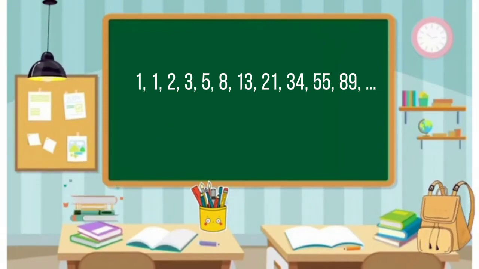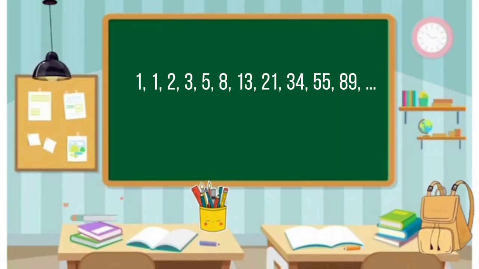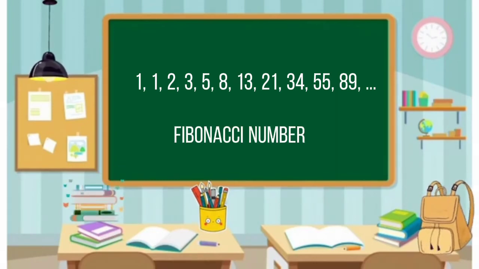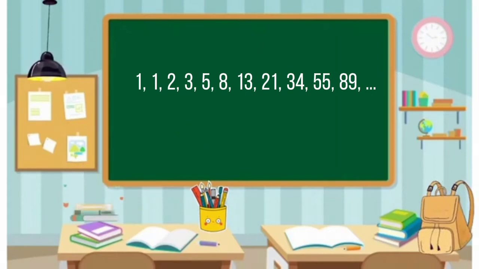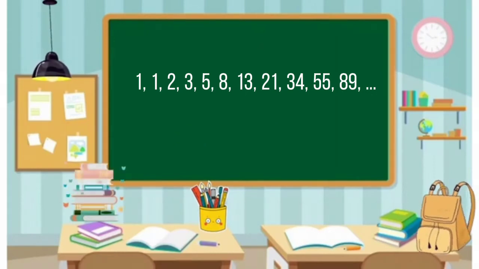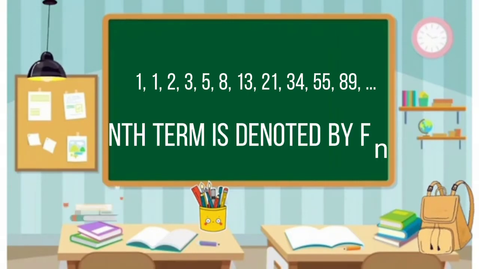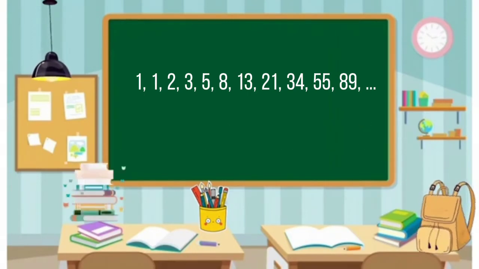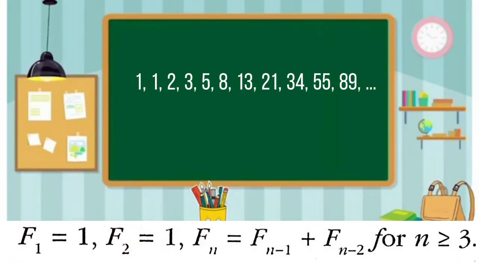This pattern continues. Any number in the Fibonacci sequence is called a Fibonacci number, and for each positive integer n greater than or equal to 1, the nth term of a Fibonacci sequence is denoted by f sub n. Using this notation, the Fibonacci sequence can be defined recursively as f sub 1 equals 1, f sub 2 equals 1, f sub n equals f sub n minus 1 plus f sub n minus 2 for n greater than or equal to 3.